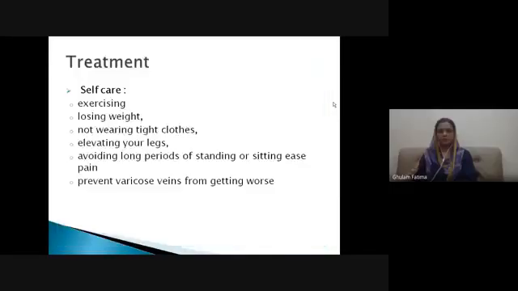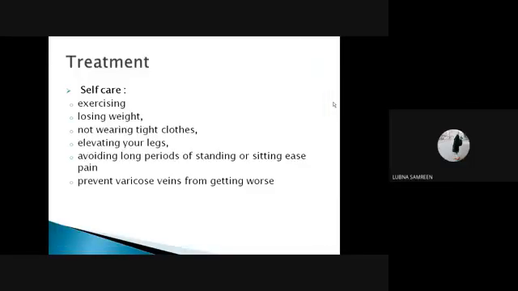The treatment of varicose veins is most importantly self-care. In self-care, the treatment is exercising regularly, losing weight if you are obese, not wearing tight clothes, elevating your legs, and avoiding long periods of standing or sitting to ease the pain and prevent varicose veins from getting worse.